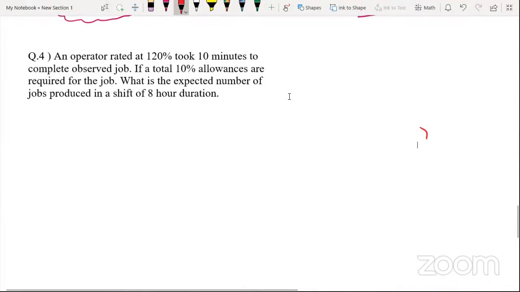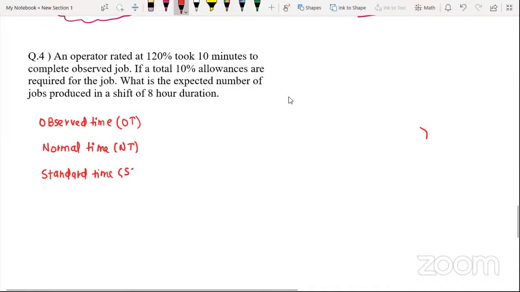So the first cost is going to be the observed time. In short, it is OT. The second one is normal time, it is NT. And the third one is standard time, it is ST. So we are in the chapter of work study.